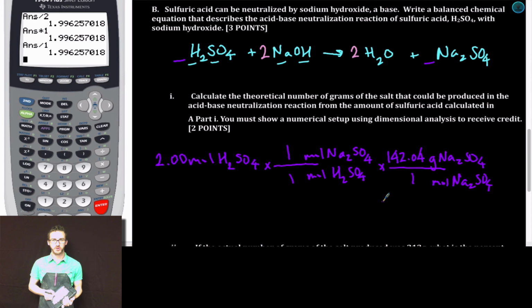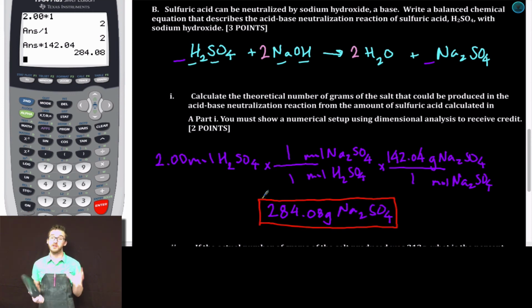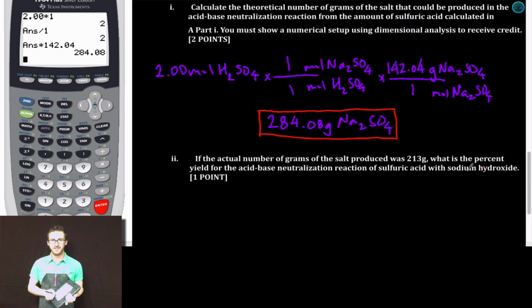Boom. Quick trip to the calculator. 2.00 times 1 answer divided by 1 answer times 142.04 answer. We're going to make 284.08 grams of sodium sulfate. Boom. This is my theoretical amount of sodium sulfate that I could make if all 2.00 moles of sulfuric acid reacted.